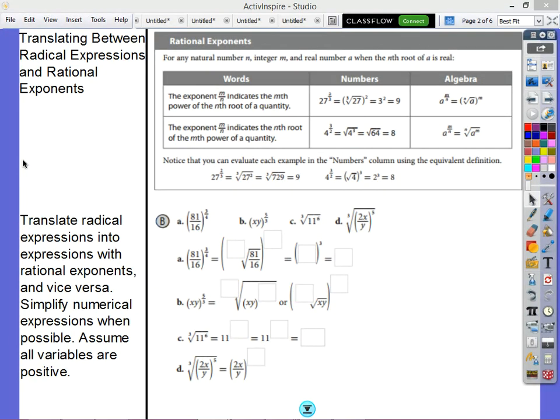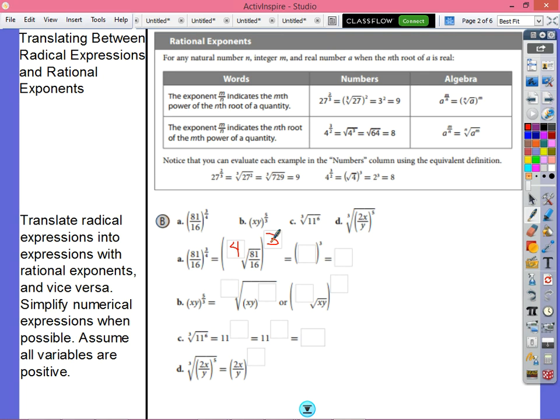So on A, we want to simplify 81 over 16 to the 3/4. Make sure you fill this out on your paper, please, as we go through it. The denominator is going to be our root number, so that'll be a 4 there. Then the numerator of that fraction, the 3, is going to be the exponent that goes on the outside.